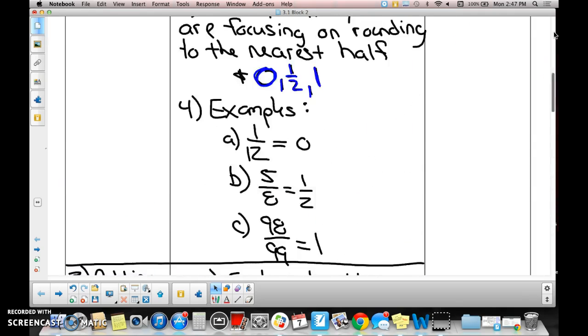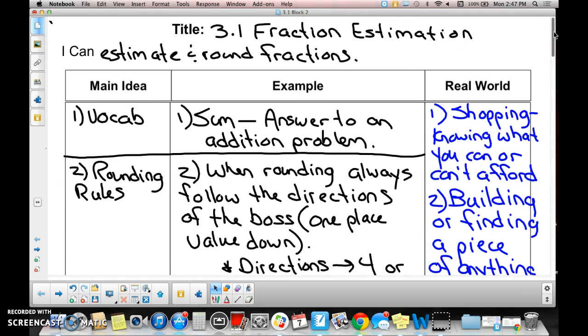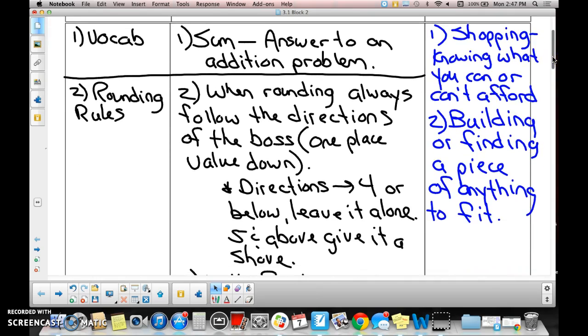When would you ever deal with rounding? We said shopping, knowing what you can or cannot afford, and building or finding a piece of anything to fit into something else. So carpenter work could be an example.